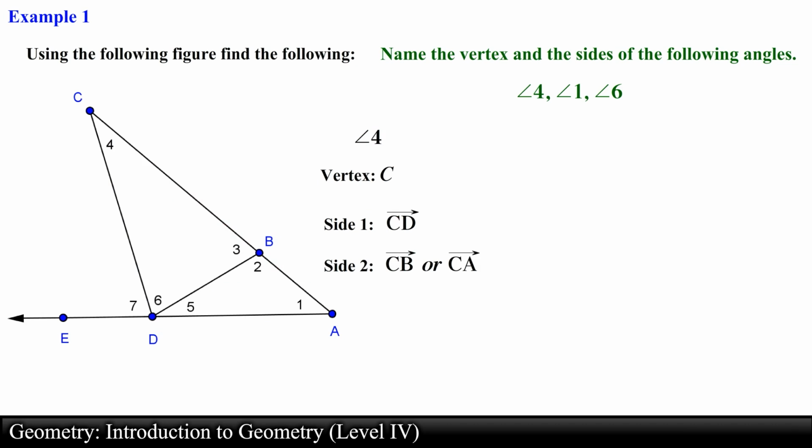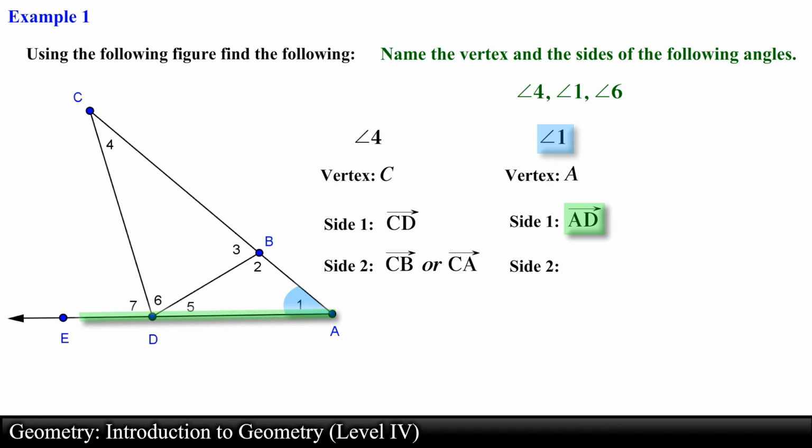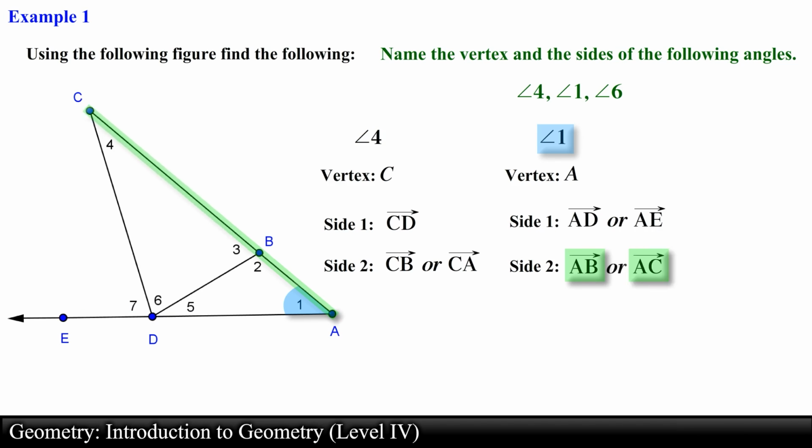In the same manner, let's locate angle 1. Angle 1 is located here, and its vertex is represented by point A. The sides of angle 1 are formed by ray AD, which can also be denoted as ray AE. The second side of the angle is formed by ray AB, which can also be denoted as ray AC.